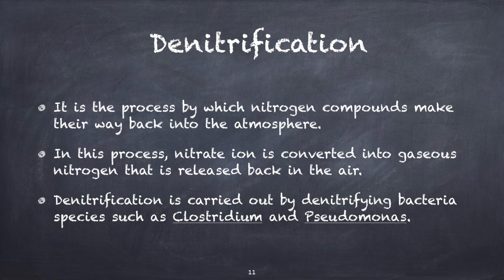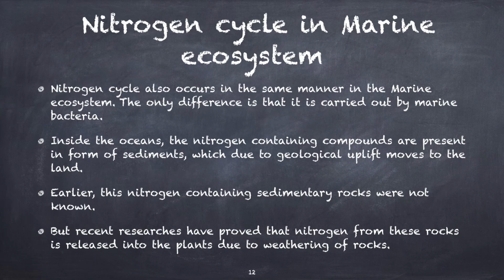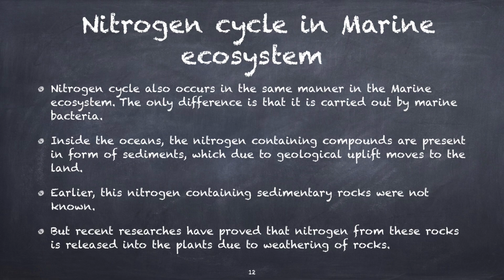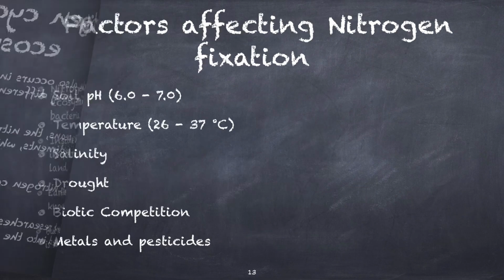Now we know all about how the nitrogen cycle occurs in our normal land ecosystem. But did you know that the nitrogen cycle also occurs in the marine ecosystem? Yes, it occurs in the same way as it occurs in the land ecosystem. The only difference here is that it is carried out by marine bacteria. Here the nitrogen containing compounds are present in the form of sediments. Earlier we didn't know that there were sedimentary rocks which, when weathered, released nitrogen.